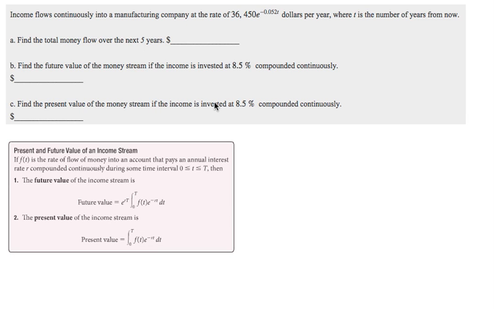So in this problem, we have income flowing continuously into a manufacturing company at this rate. It's an interesting rate because the rate at which it flows depends on what year it is, where T is the number of years from now. So first we're going to find the total money flow. That is just how much money comes in over the next 5 years.